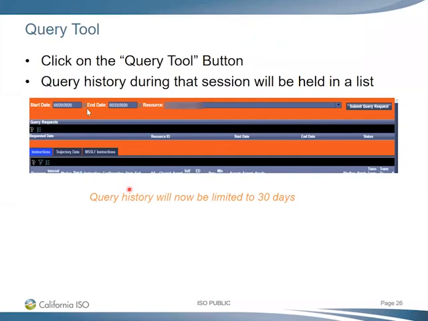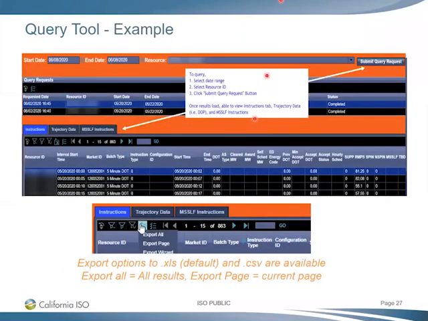One thing to note is that the query history will now be limited to 30 days, which we've talked about on a number of other calls. I'm not going to touch too much on that. So for the query tool example, here I did a query and then I did a second query. So my second query, I chose a date, I chose a resource, and I submitted my query request by hitting this Submit Query Request button.